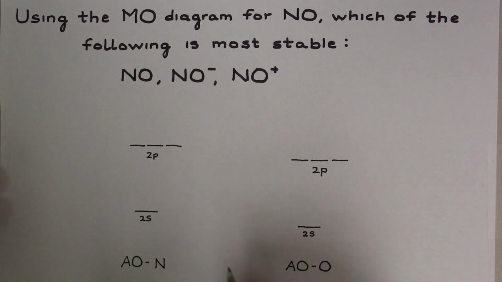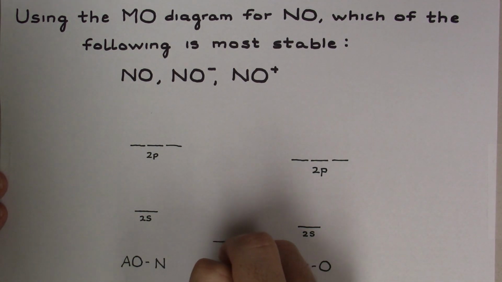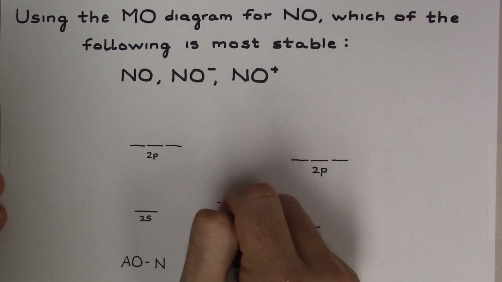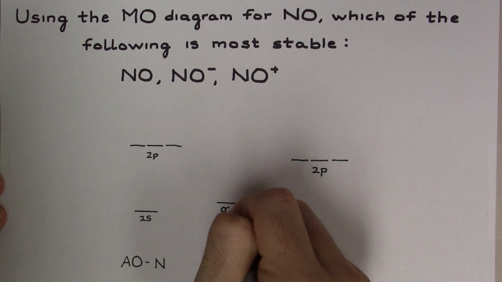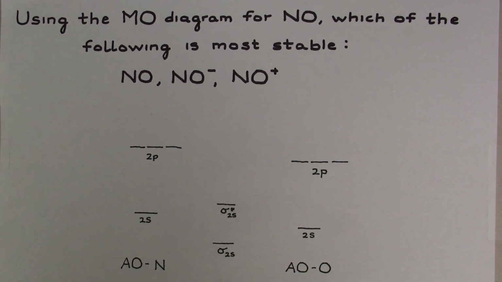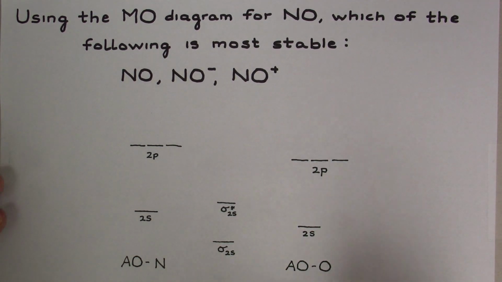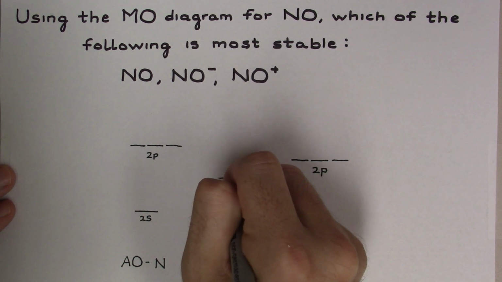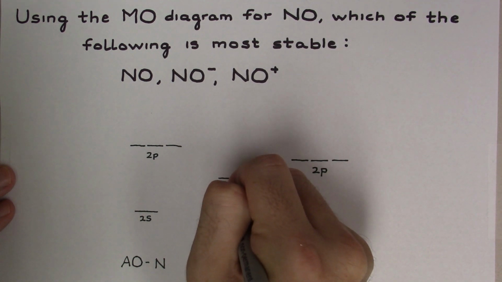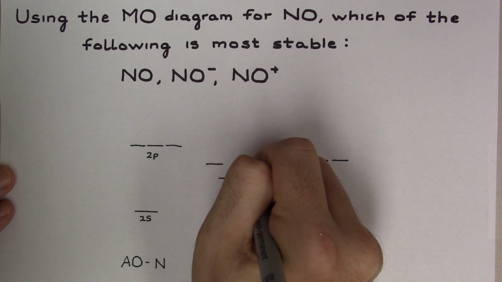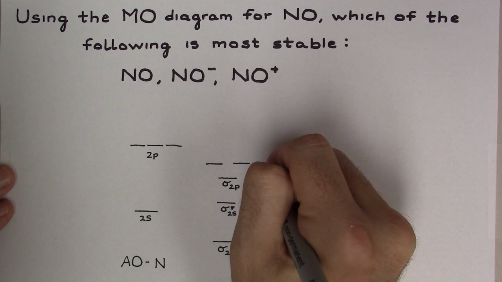In this case, when we combine our two s's, we will get our sigma 2s bonding orbital, and we will still get our sigma star 2s orbital as well. Notice that the antibonding still has to be higher than the atomic orbital of our nitrogen. So now we work with our 2p orbitals. We will build our sigma 2p orbital and our 2 pi 2p orbitals.